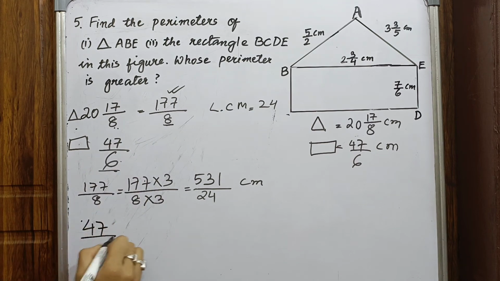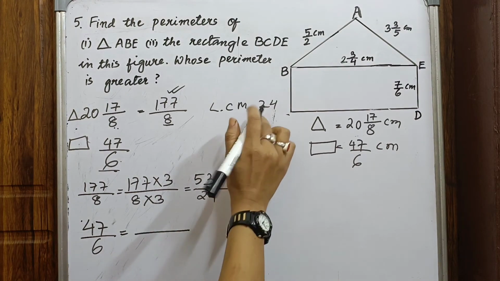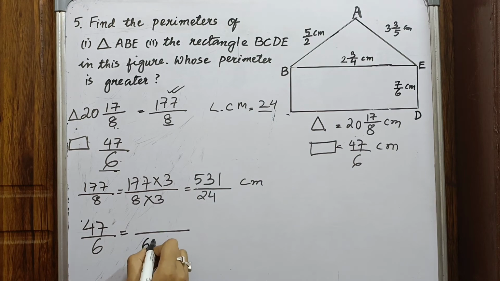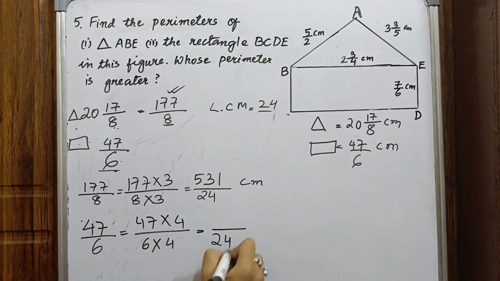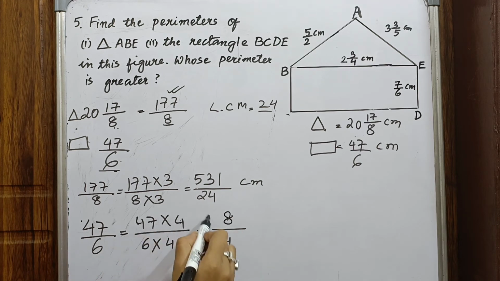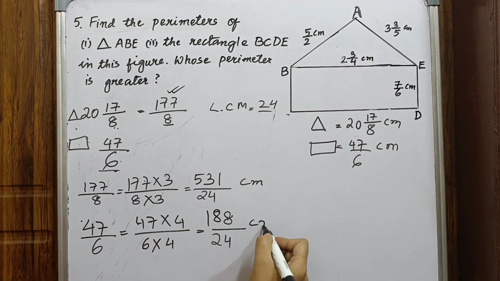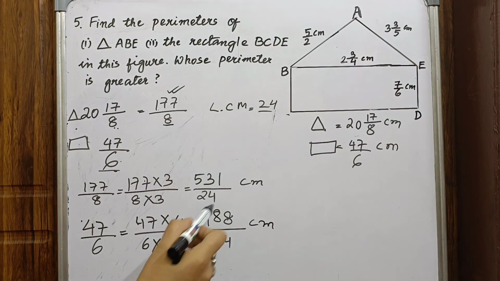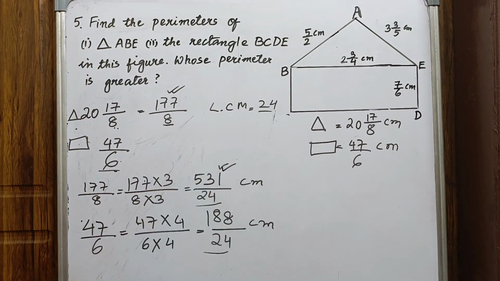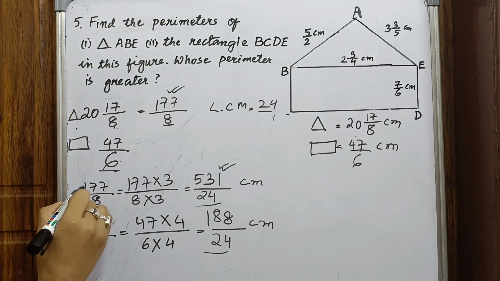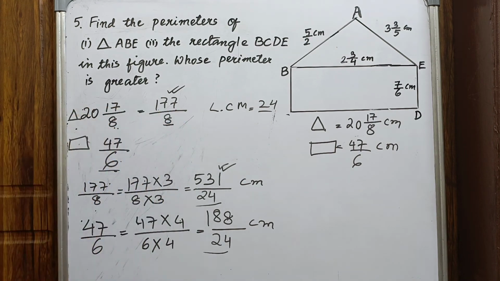Now for that rectangle, we'll see 47 by 6. 6 into how much is 24? 6 4s are 24, so 47 into 4 equals 24, 4 7s are 28, 4 4s are 16, 17, 18, 188 centimeter. Now see, the denominator is same. Now you can recognize which one is greater. Obviously this is greater, 531, which is 177 by 8, the triangle, over the rectangle.